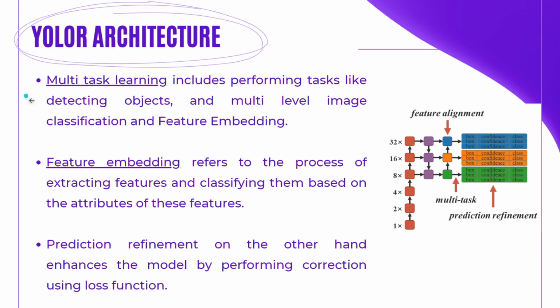So multitask learning includes performing tasks like detecting objects, multi-level image classification, and feature embedding. The feature embedding refers to the process of extracting features and classifying them based on the attributes of these features. And finally, the prediction refinement part of the network is just enhancing the model by performing correction for the loss function that is used on the head part of the network.